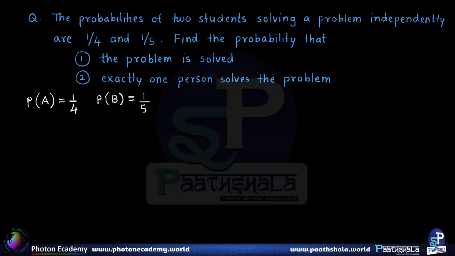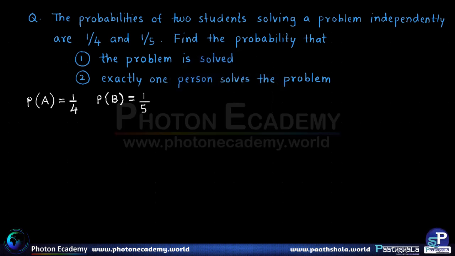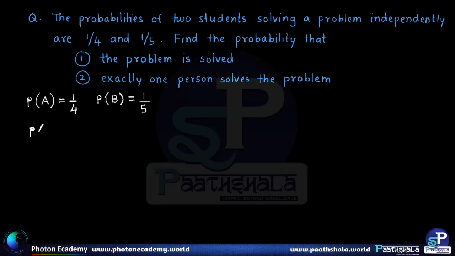Now if we look at the first question, that the problem is solved, the question does not say by whom. So we have to consider any general possibility: A may solve the problem, or B may solve, or both might solve. So in general we want to consider the union of the events A and B. That means we want to find probability of A union B.